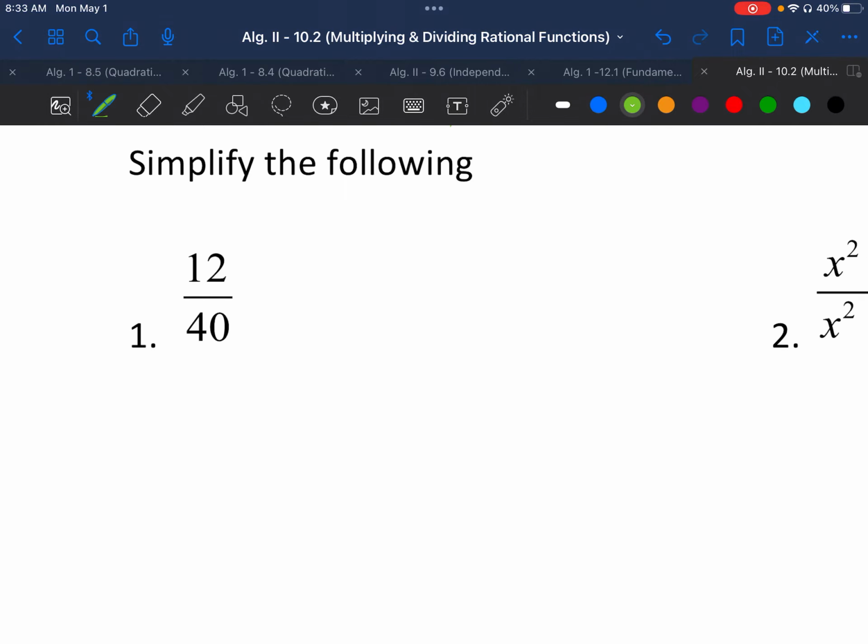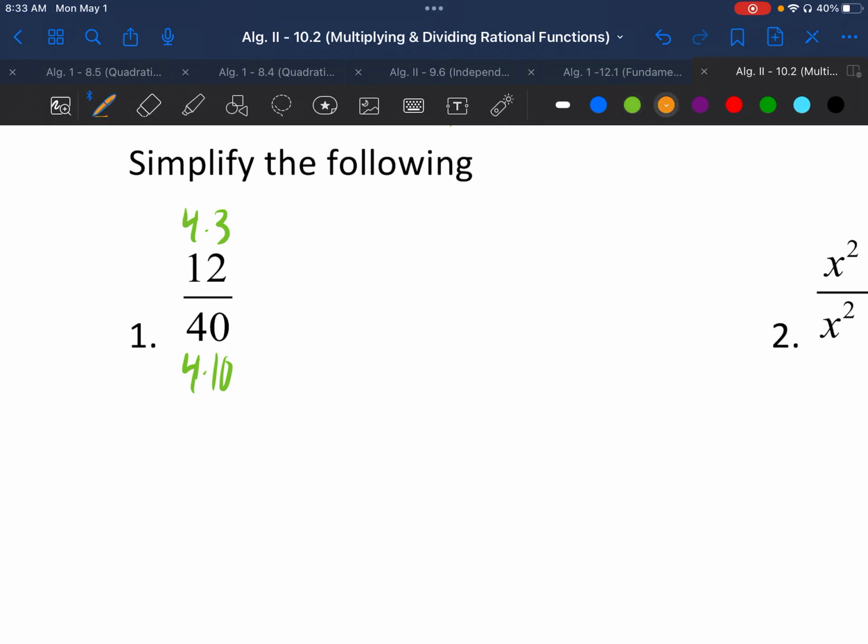Now, on number 1 here, we have 12 over 40. We've done one like this before. Well, this is technically still a rational expression because 12 and 40 are still both polynomials. They just don't have any variables, so it's a rather simple polynomial. So 12 over 40, we say, okay, what goes into both? Well, 4 goes into both because 12 is 4 times 3 and 40 is 4 times 10. And so we can simplify or reduce by 4.